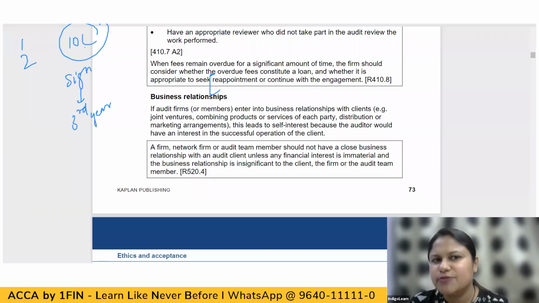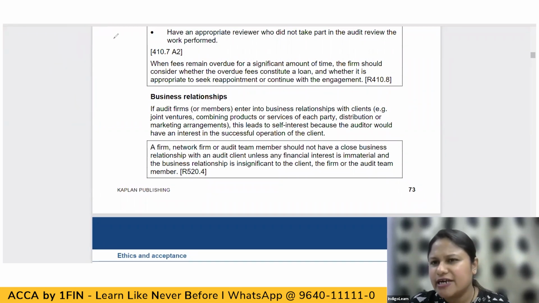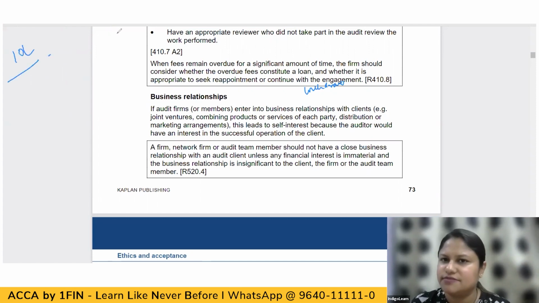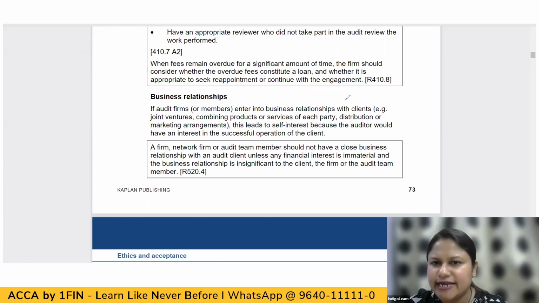Got it? So this becomes one of the major discussions. Looking at the amount and materiality, you have to decide whether you should continue or not. In fact, the meaning is, should you continue or should you withdraw? Because that 10 lakh will definitely impact your decisions, and you will not be independent enough to do your work. The last thing that we take up today will be regarding the business relationship.